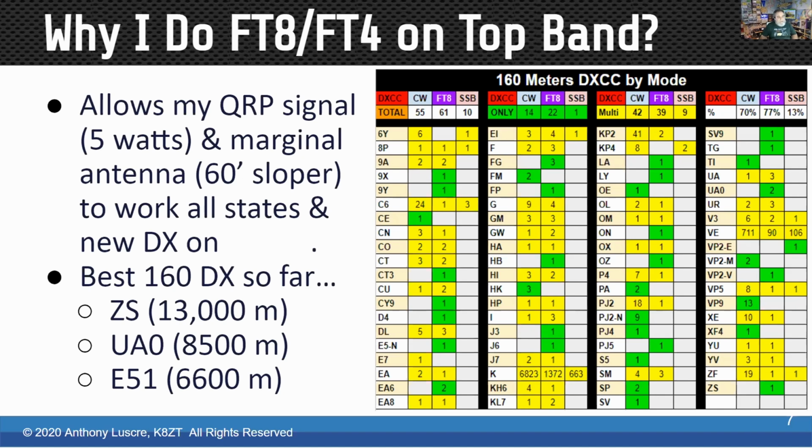My best DX on 160 with FT8 has been a ZS in South Africa, about 13,000 miles from here, Siberia about 8,500, and then an E51 in North Cook Island. When I originally glanced at the screen, I thought it was an ES1 in Estonia, which would have been very good on 160 anyway, but then I realized my eyes were deceiving me. It was actually an E51 in North Cook Island.